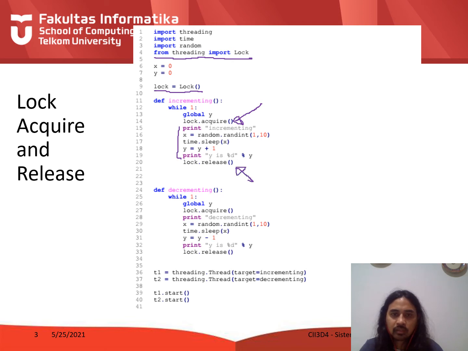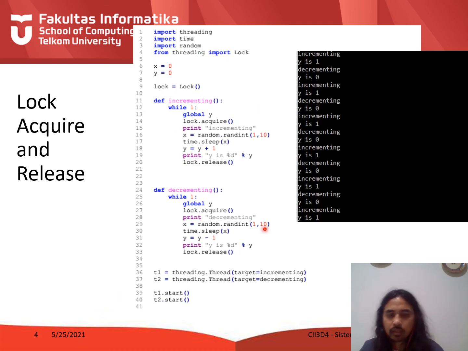And this is also done in the decrementing. Decrementing can also be interrupted by the other thread, so it does the same thing. Here, this is the critical section, and this is the lock acquire, and then this is the lock release. And what is the result of the execution? Let's see.